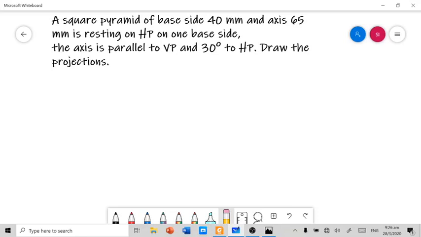So this problem is under the category axis parallel to one plane and inclined to another plane, and you have to draw the projections. In that case, first you have to start with the XY line. Let me draw the XY line here.